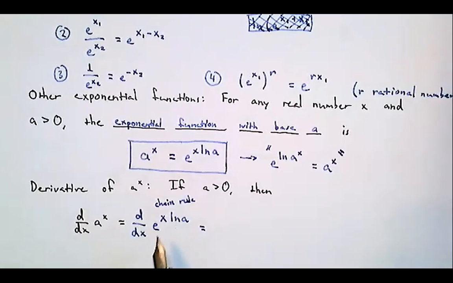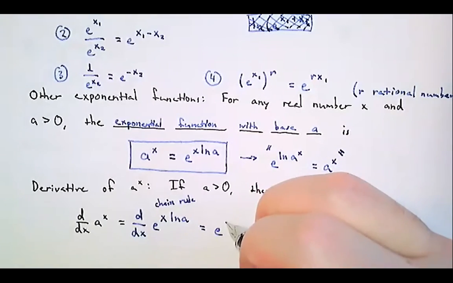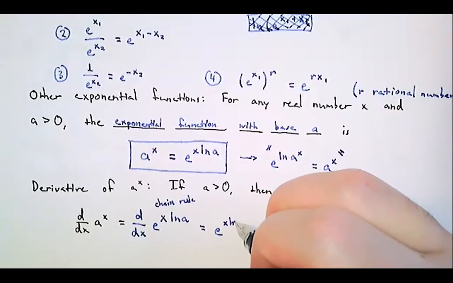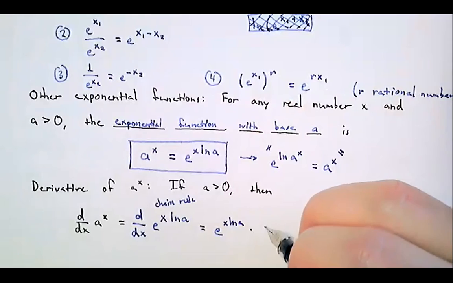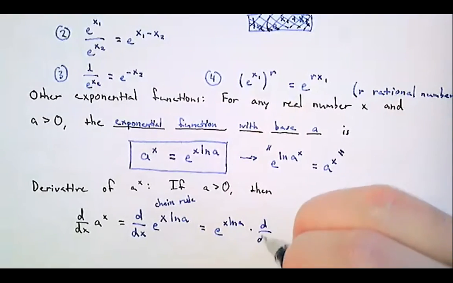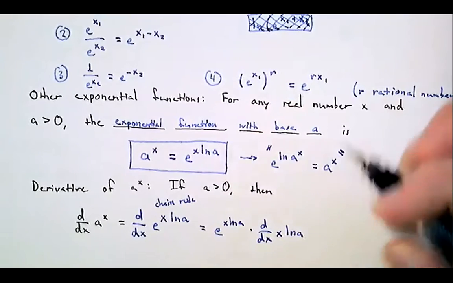So the chain rule tells us to find the outer derivative, so the derivative of e to the x, or e to an exponent. And we get back the same function. This is the outer derivative. And then we need the inner derivative, the derivative of x times the natural logarithm of a.